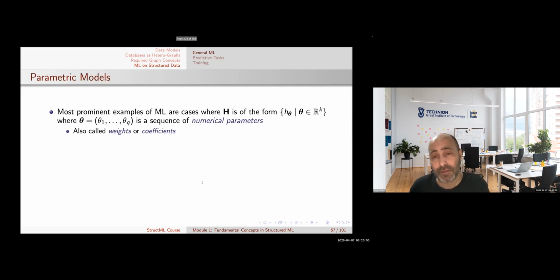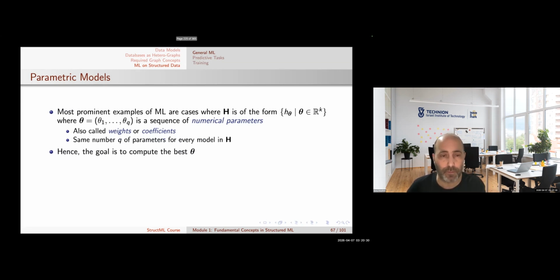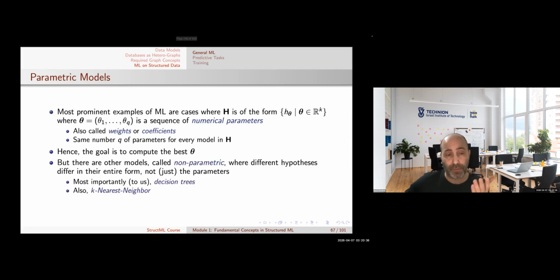Okay, now an important class is that of the parametric models, which are basically hypothesis spaces where all the functions have the same structure, but they differ in the parameters. They have the same set of parameters, theta 1 to theta q, but each H assigns different numbers, different weights to these parameters, theta 1 to theta q. These parameters, again, are called weights. Sometimes you can call them coefficients, same number of parameters for every model. And so the goal is to basically compute the best theta.